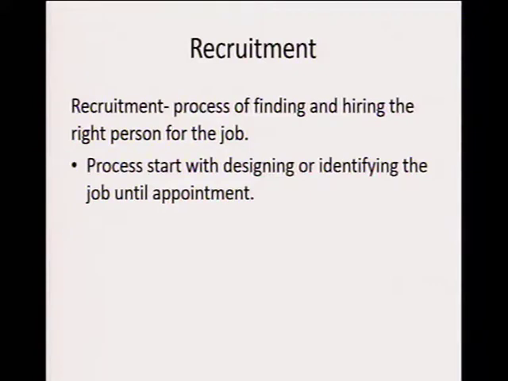In your question, you are expected to describe, explain, or discuss this process in broad. And this process must start with designing or identifying the job or the vacancy in this case, until the last stage where a person is appointed. Please research, read more, and give me the right answer.